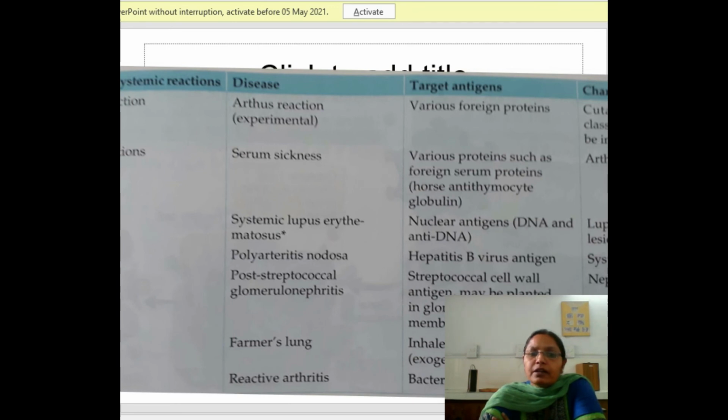So localized, the prototype is Arthus reaction, others are serum sickness. In the systemic reaction, the prototype is SLE, others are serum sickness, polyarteritis nodosa, post-streptococcal glomerulonephritis, farmer's lung, and reactive arthritis.